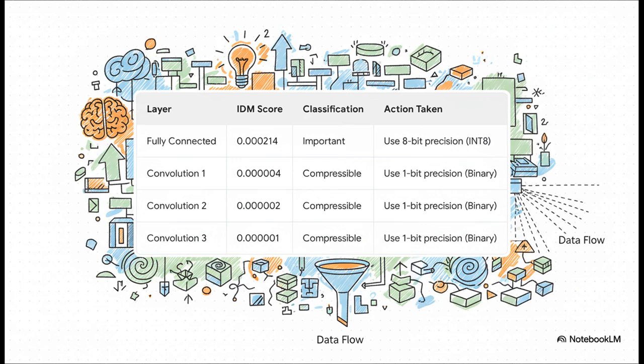Okay, let's get practical. Look at this real-world example from the research. Check out those IDM scores. The fully connected layer has a score that is way, way higher than the others, like hundreds of times higher. So what does the system do? It gives that important layer 8 bits of precision, lots of detail. But the other layers? Their scores are so low, it knows they can be compressed aggressively, all the way down to just 1 bit. That's targeted intelligent compression in action.